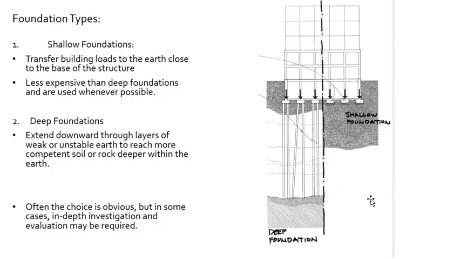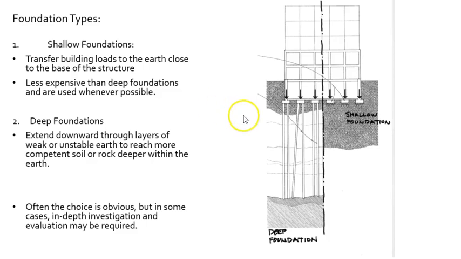All right, now we're going to look at foundation types. There are 2 different types in the broadest sense. They're either shallow or they're deep. Here in this diagram we see a shallow foundation on the right-hand side, and then here with some piers or caissons, a deep foundation extending much, much further down. Shallow foundations transfer building loads to the earth very close to the base of the structure. They're less expensive and they're used whenever feasible. If the geotechnical engineers have determined that the earth is suitable for carrying the building, then a shallow foundation should and could and would be used.